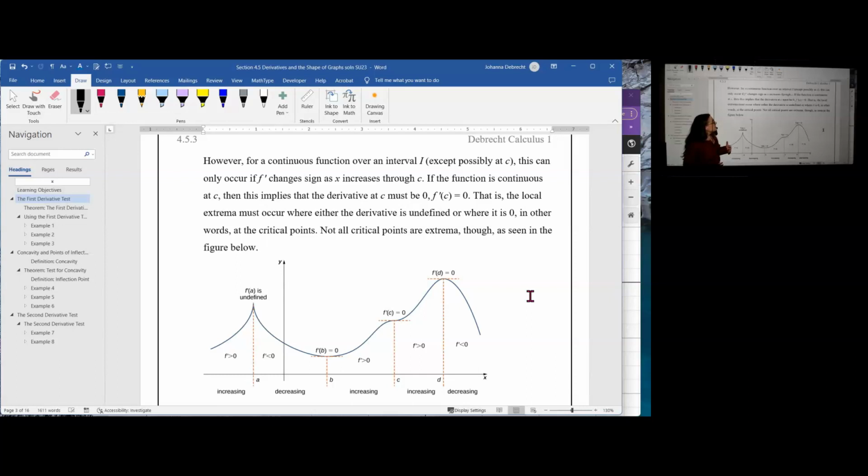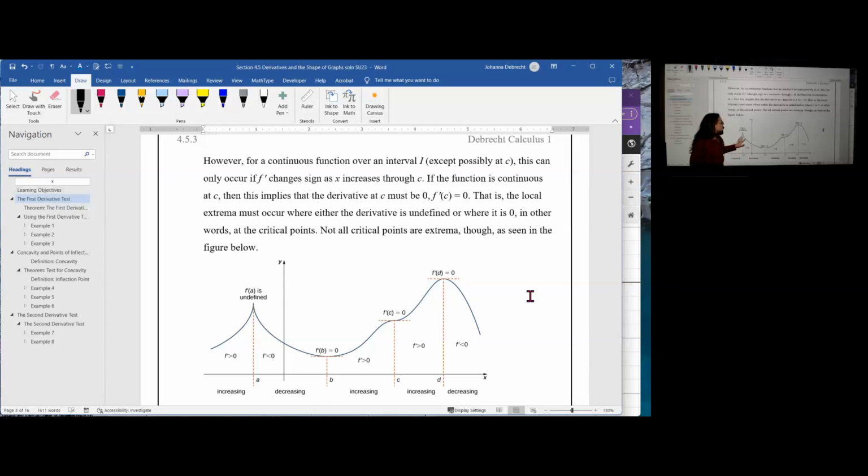Keep in mind that the extrema must occur at a critical point. Either the first derivative is 0 or the first derivative is not defined, but the function is defined. It's very important that you always start with the domain of the function.